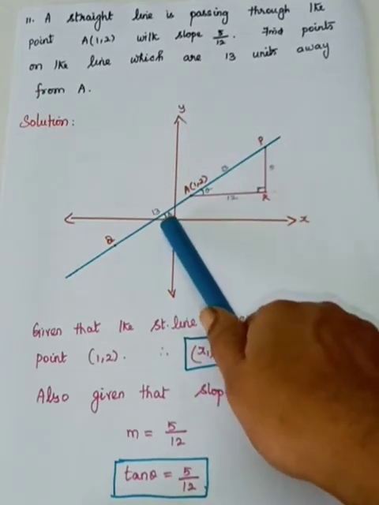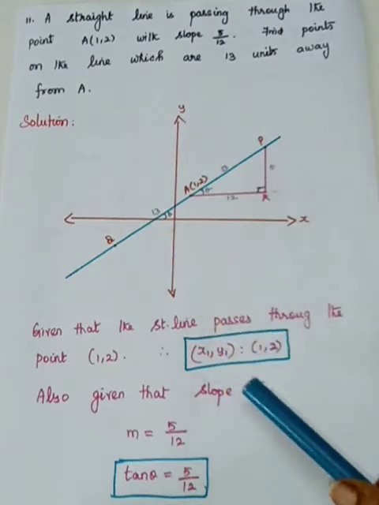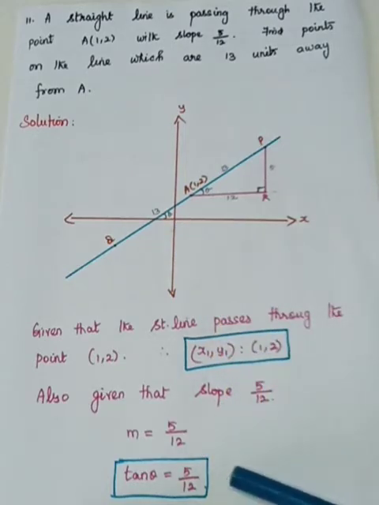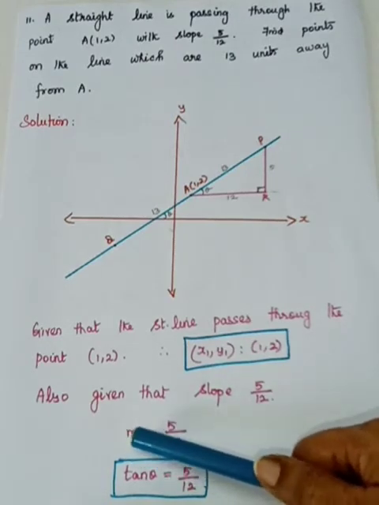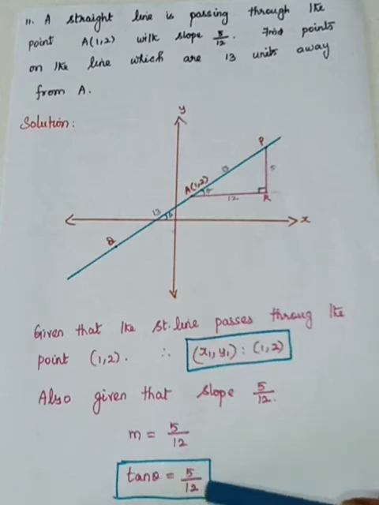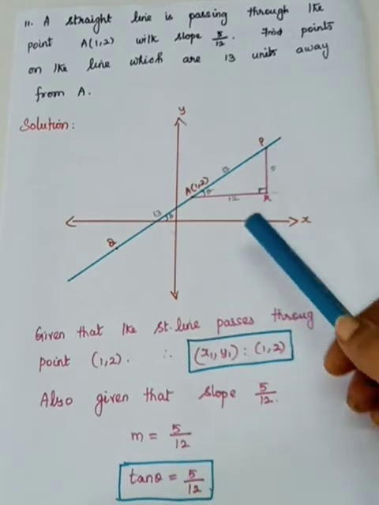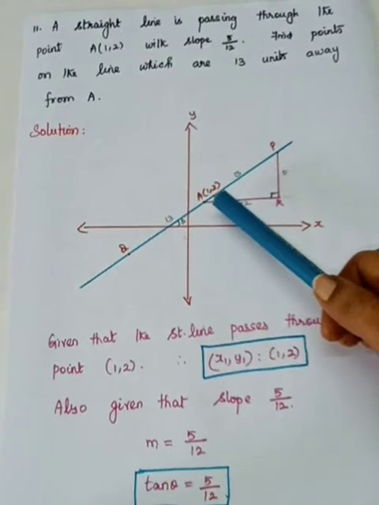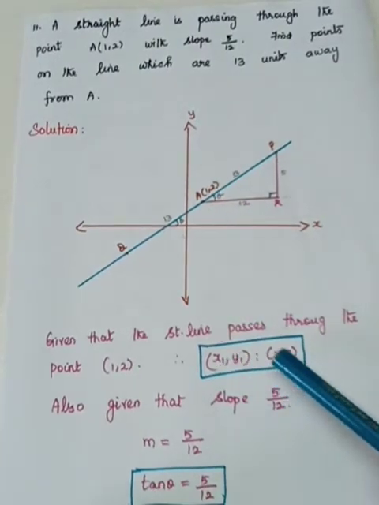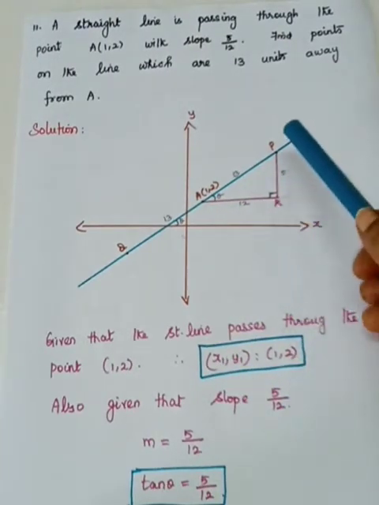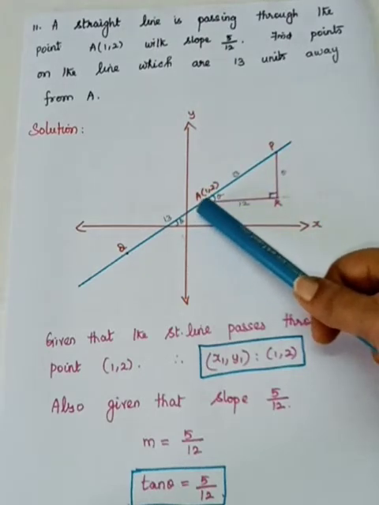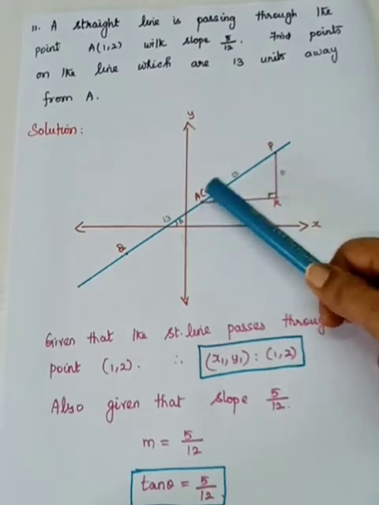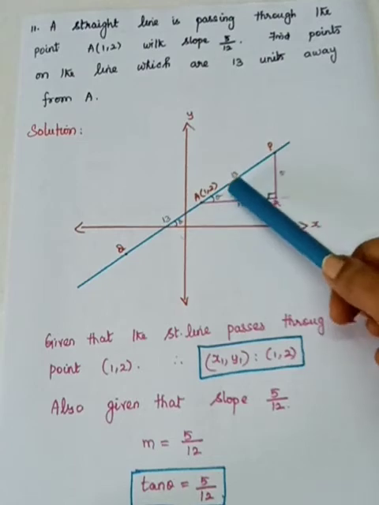So the angle of inclination is theta, which means the slope m is equal to tan theta. So here what is the slope given? 5 by 12. So that is your slope. So what is m? It is tan theta. So tan theta is equal to 5 by 12. And the passing point is 1, 2, so we have to take x1, y1 as 1, 2. So now we have to find the point P. How is it? It is 13 units away from A. So the distance between these two is 13.